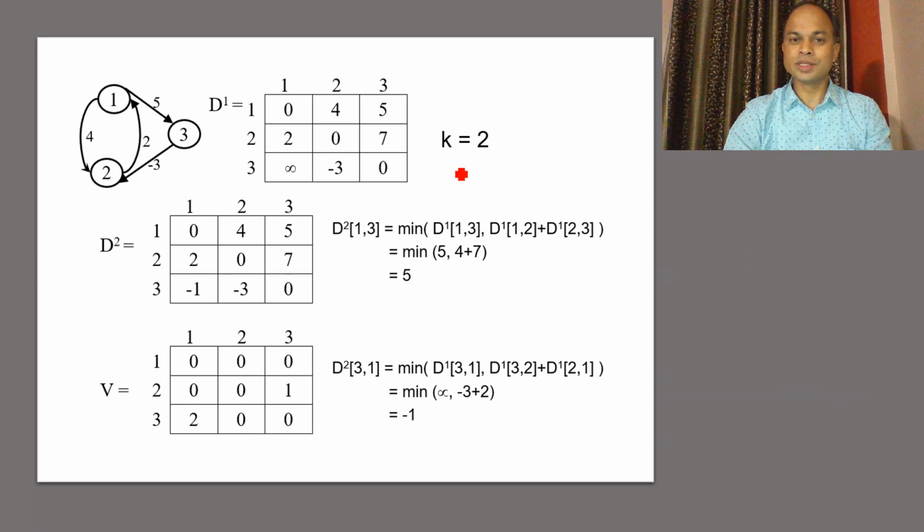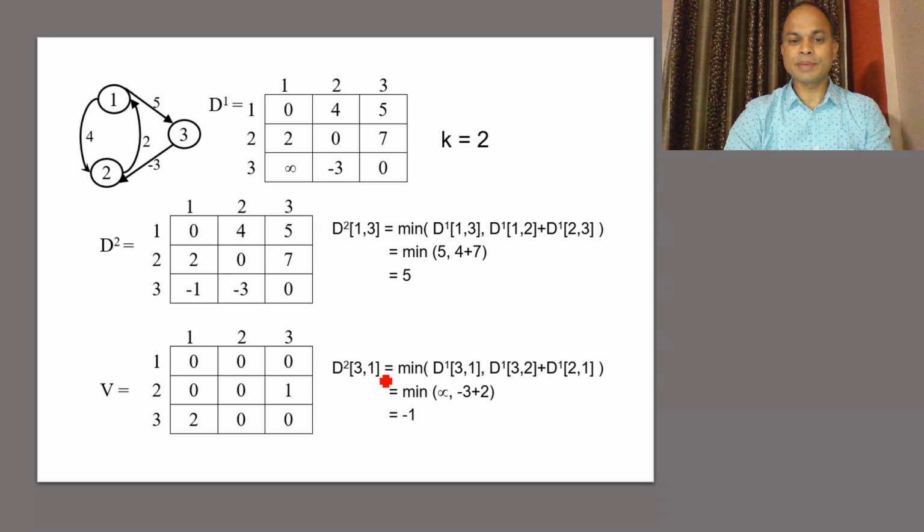For k equals to 2, we have shown the D1 table that we have computed just now. Now we have to compute D2. For example, D2 1 3 equals the minimum of D1 1 3, D1 1 2 plus D1 2 3. I mean, up to two, vertices 1 and 2 may be the intermediate vertex. Therefore, the minimum of 5 and 4 plus 7 is 5. D2 1 3 is 5.